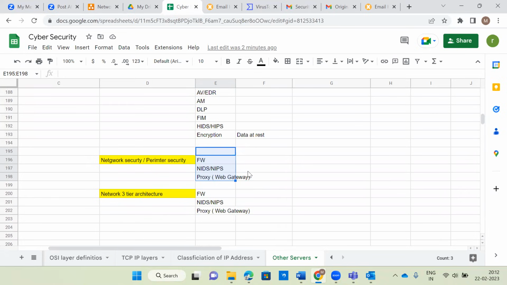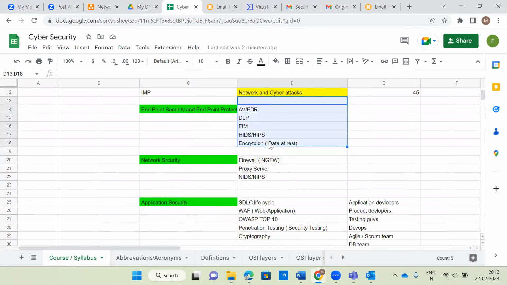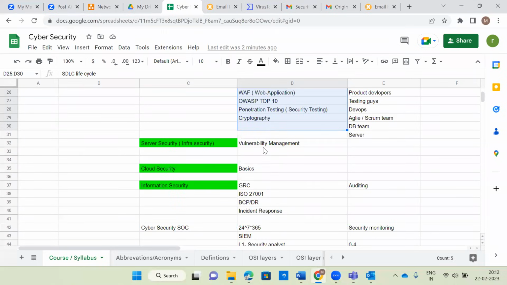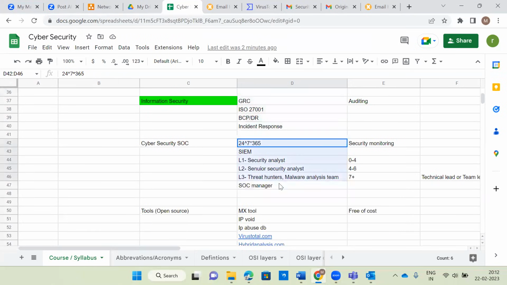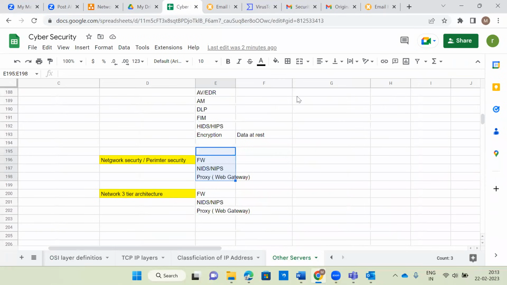This is what you have to give as the answer. This is like an architect-level question, but even though, they will ask it for security analysts as well. That means you should be aware of the entire course content, whatever we discussed. At the endpoint level, these things I will implement. At the network level, these things. In application security, this. Server security, this. Information security, these policies. Cybersecurity, SOC, I will implement. So that is about network three-tier architecture.